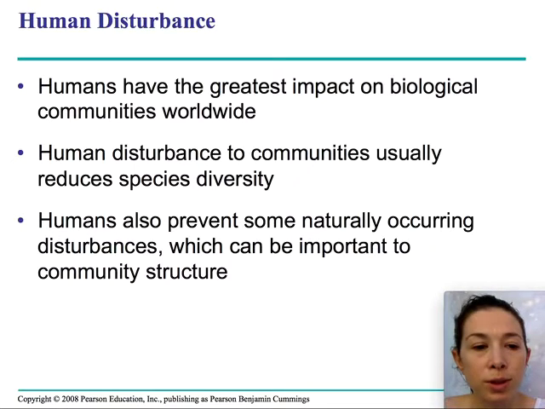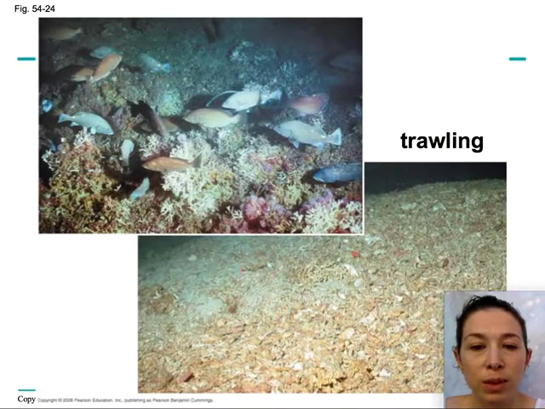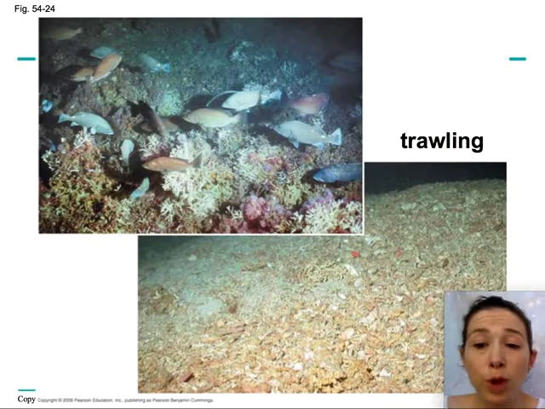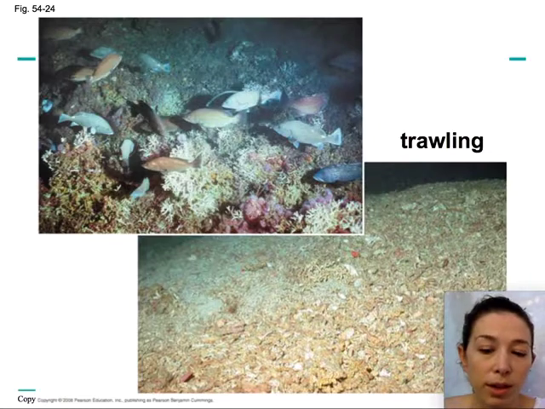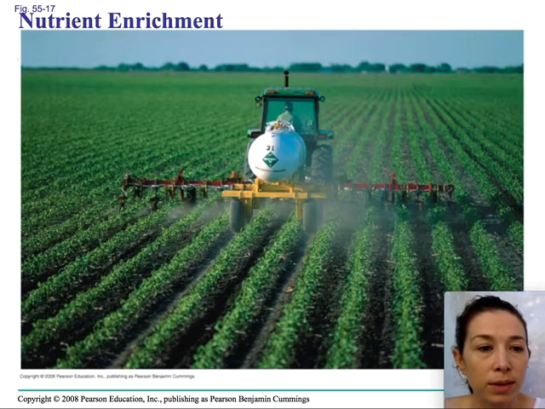So how do we disturb our local ecosystems? Through trawling in the ocean, we're destroying reefs, and these are ecosystems where fish live. So if we disturb fish ecosystems, we're reducing availability of food to us, right? Of course.